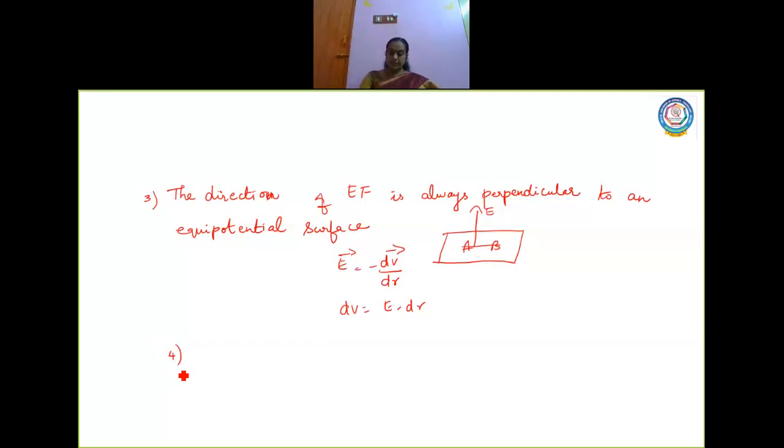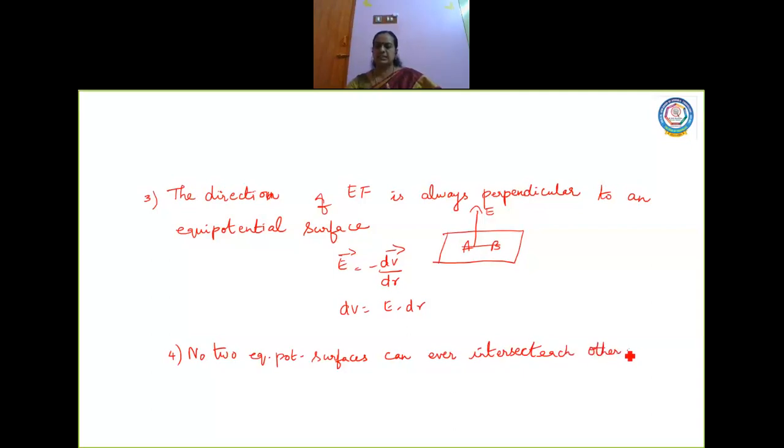Now the fourth point says that no two equipotential surfaces can ever intersect each other. Children, you should be very familiar with this by this time. Hope you are familiar with this sentence somewhere.